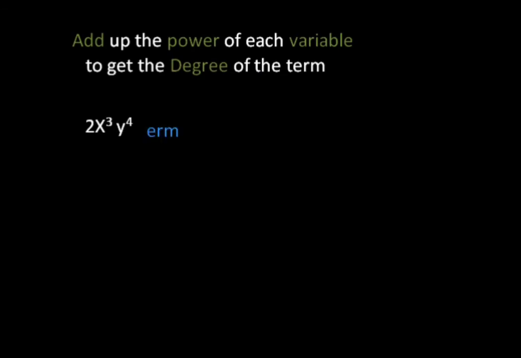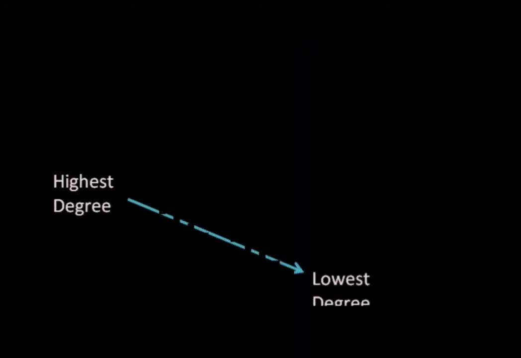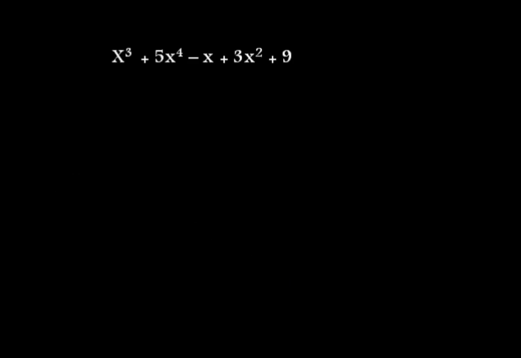Now what about this one if you have more than one variable? How can you find the degree of this term? Well, for this you need to add up the powers of each variable to get the degree of the term. So the degree of the term is 7 because 3 plus 4 is 7. Now some of you might be thinking, why do we care about degree? Here is the answer: the degree of a term helps us decide the arrangement of a polynomial from highest to lowest. For example, this polynomial which has 5 terms has the higher degree terms on the left and the lower degree terms on the right.